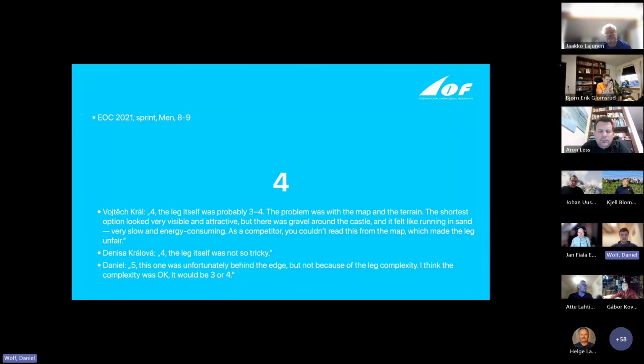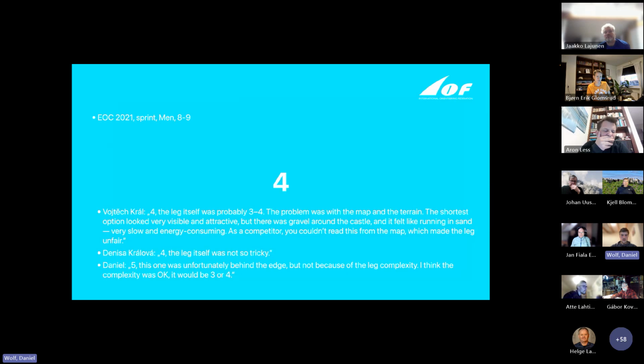In case you don't remember, this leg was not hard when evaluating the shortest route choice, but it somehow happened that on the shortest route choice, the green one, runners performed at a significantly slower pace and lost 20 seconds and more because of the slower surface and other circumstances. As Wojtech said, the problem was more in the map and in the terrain: the shortest option looked very well visible and attractive, but there was gravel around the castle and it felt like running in sand. It was very slow and energy consuming.